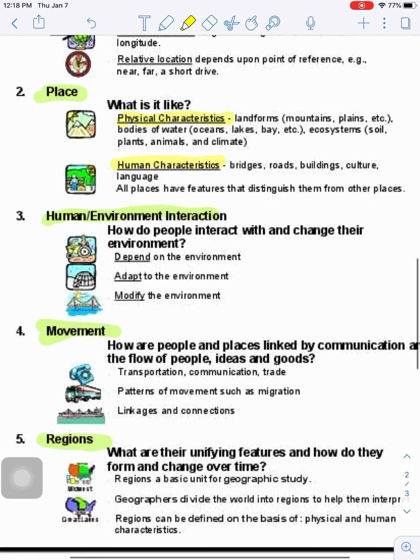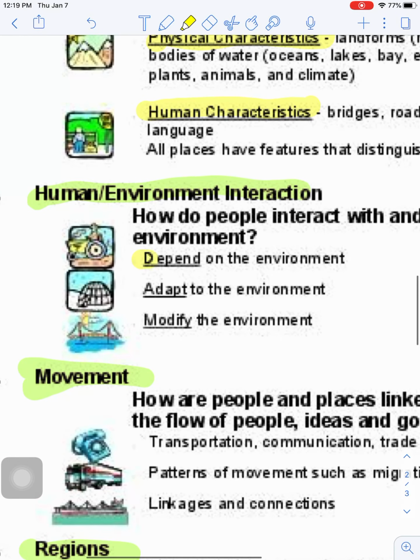Next, we have human environment interaction. So how do people interact with and change their environment, which we do every single day as humans. We are interacting with our environment. So for example here, I'm going to zoom in a little more. We have depend on the environment, adapt to our environment, and modify our environment. All different ways of how humans, specifically humans, interact with our environment.